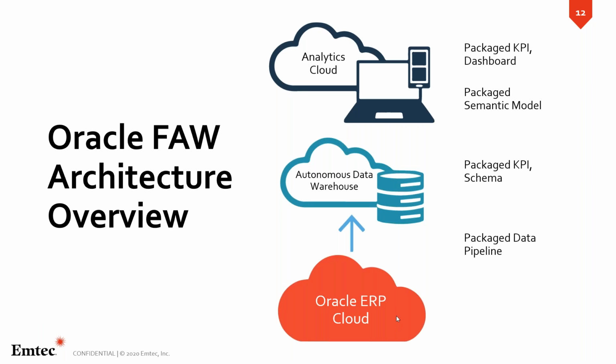How it does that is, and I briefly touched on this earlier, the architecture for FAW is that you have the Oracle Financials Cloud data here represented by this orange and red cloud. You utilize a prepackaged data pipeline to load data into the ADW, or the Autonomous Data Warehouse. This warehouse feature, for those of you who aren't aware, is one of Oracle's really cutting edge solutions that's offered on the platform or infrastructure side.